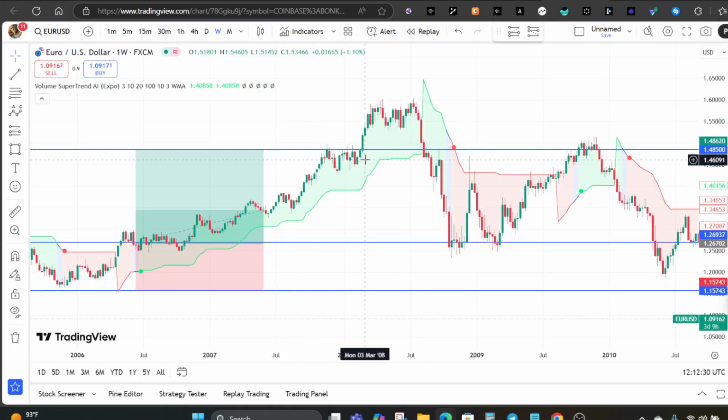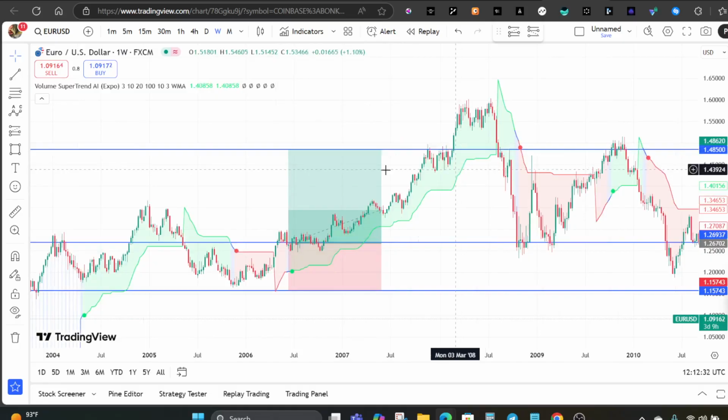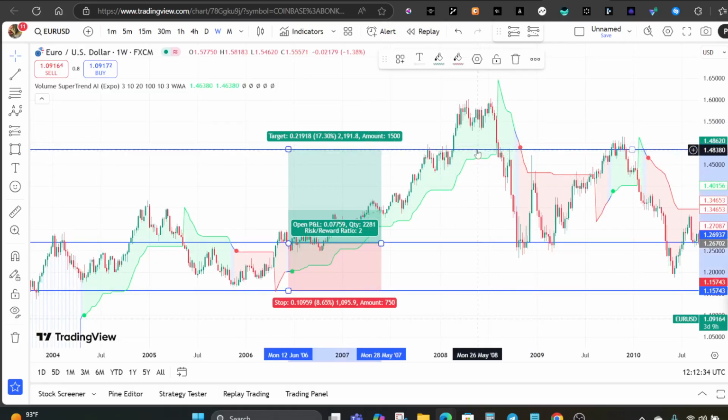But if you get a sign that the trend is likely to continue, then you can just trail your stop loss and allow the trend to go on. So that is for a buy move.